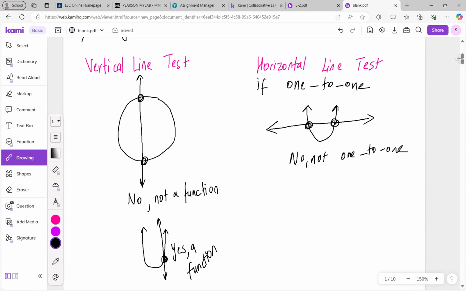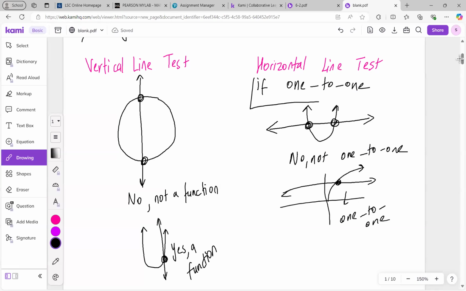That's what one-to-one means. But for example, when I draw a square root function, this is what the square root function looks like. When I draw a horizontal line here, it crosses the graph only one time, so this will be a one-to-one function. Now, why is it important to be one-to-one? Because only for one-to-one functions will their inverses be a function. So for example, this one, when you take its inverse, it's going to look like this.